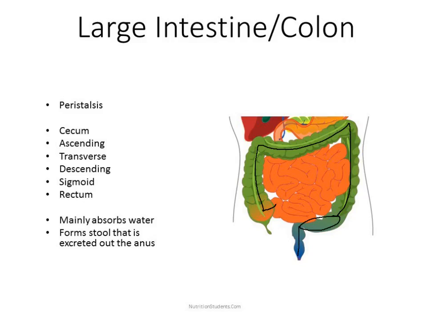The colon or large intestine mainly serves to absorb the water that was not absorbed in the small intestine. And then it forms the stool from the waste, the things that we don't need for our body. And this stool is excreted out the anus.